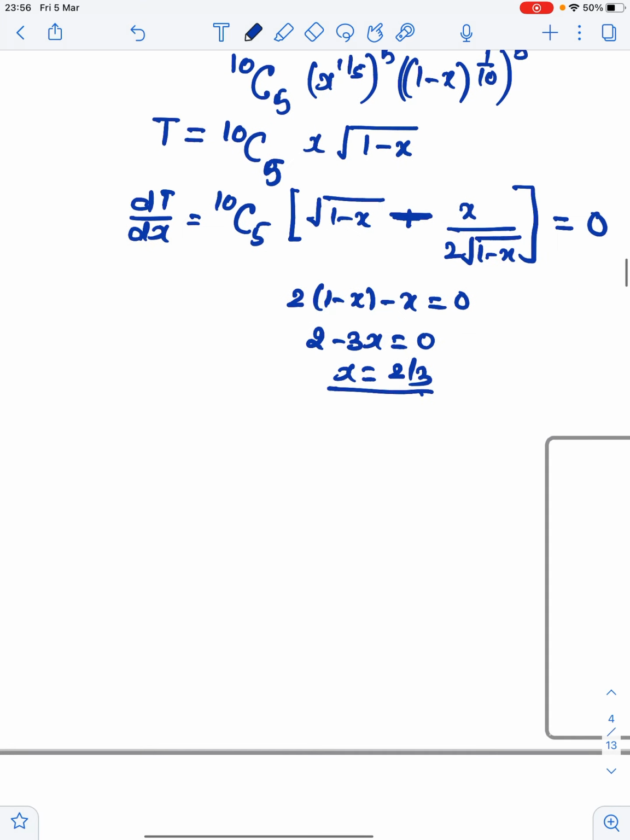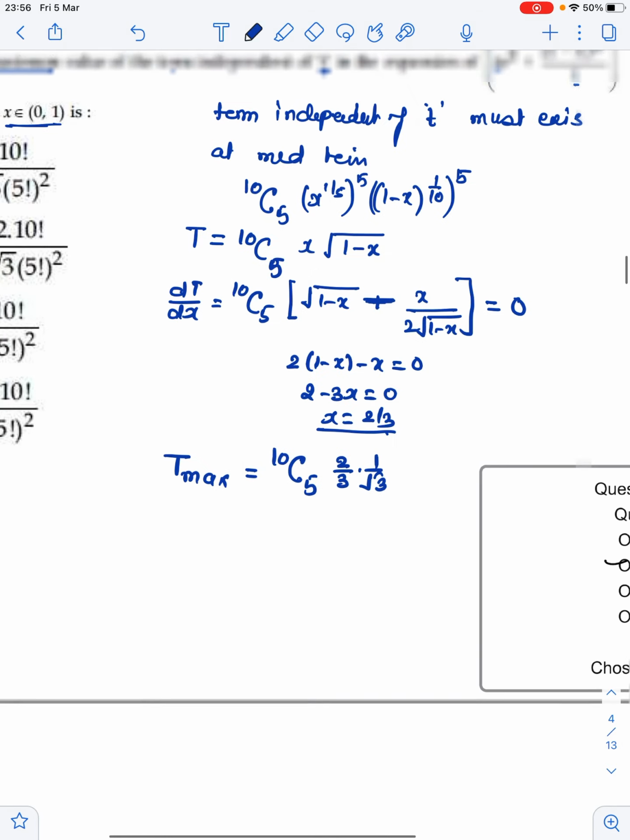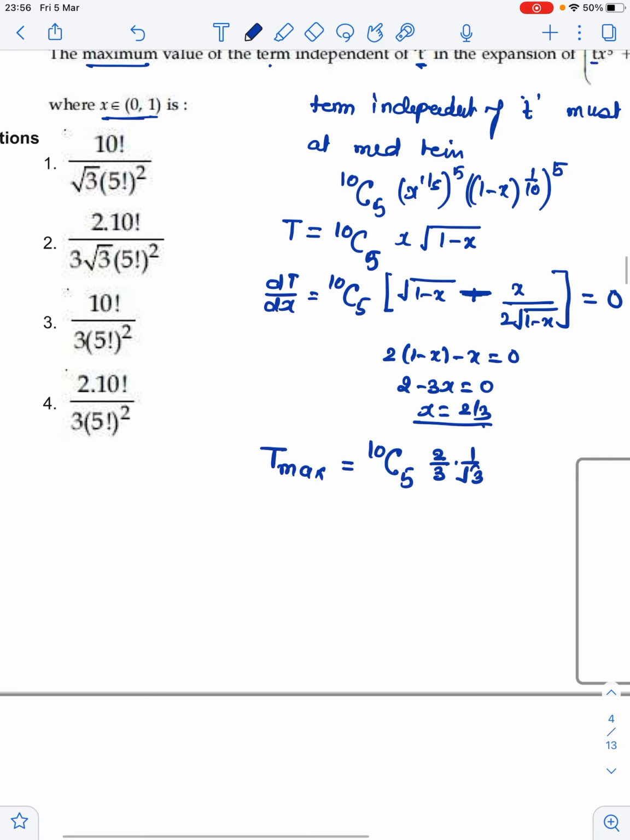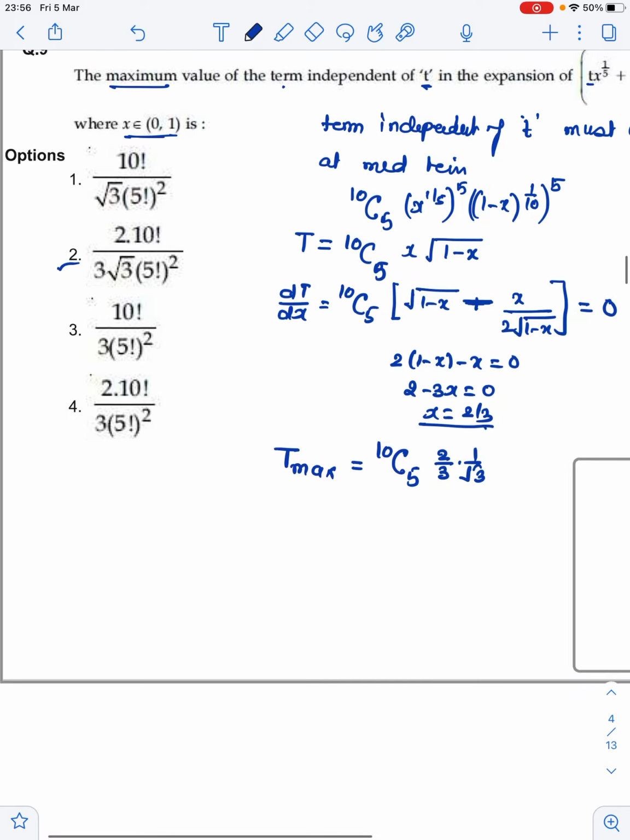Once you get x equal to 2 by 3, T maximum you can get is 10c5 times 2 by 3 into 1 by root 3. That is the clear final answer. And obviously 10c5 can be written as 10 factorial divided by 5 factorial 5 factorial. So the answer comes out to be 2 by 3 root 3 times 10 factorial over 5 factorial 5 factorial, which is option number 2.